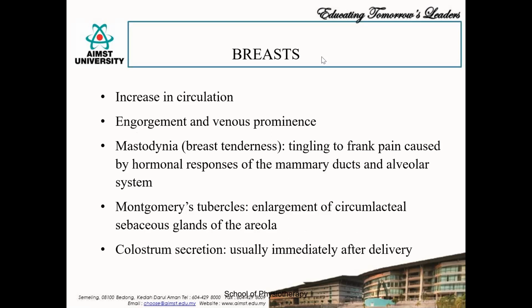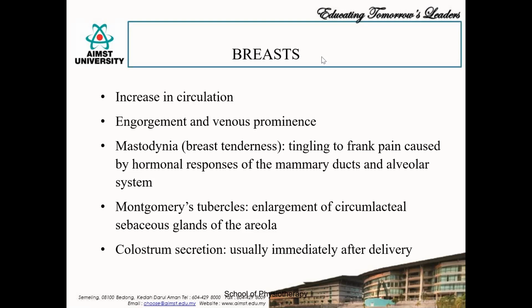Next is regarding the breast. Normally the breast will be like a muscle mass, but during pregnancy a lot of changes will be taking place in the breast, especially because of the prolactin. There will be engorgement or venous prominence in the breast, when there is more blood flow to the breast. Because of that, the mother will feel a tingling sensation in the breast.